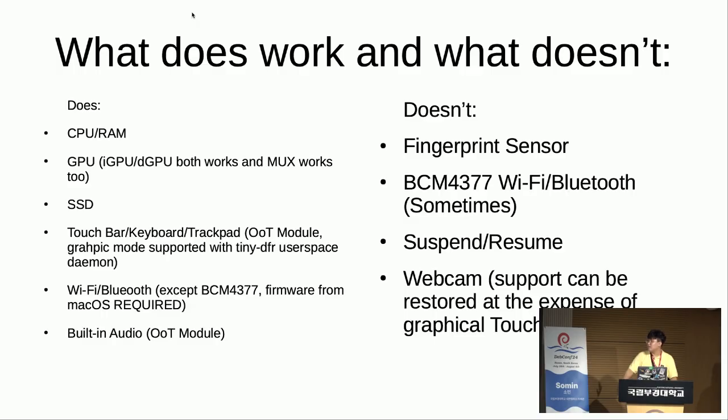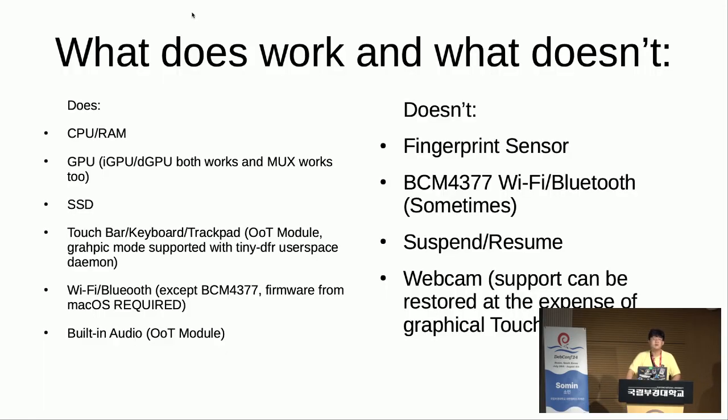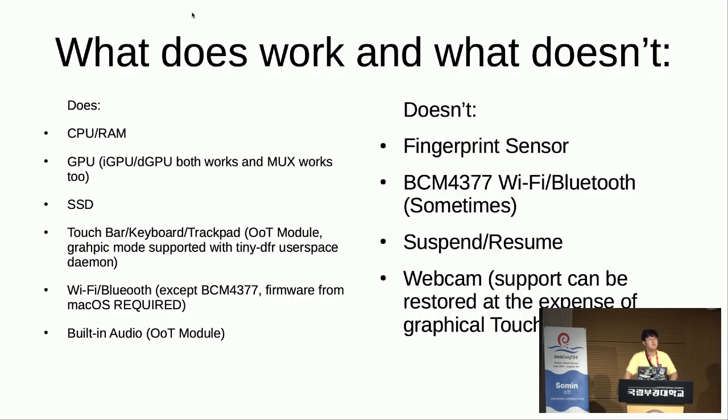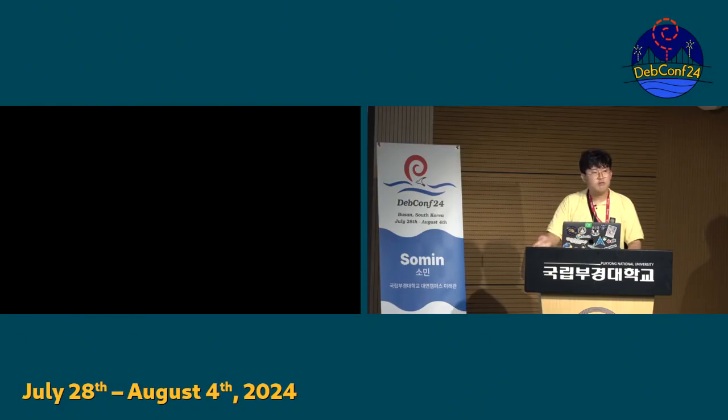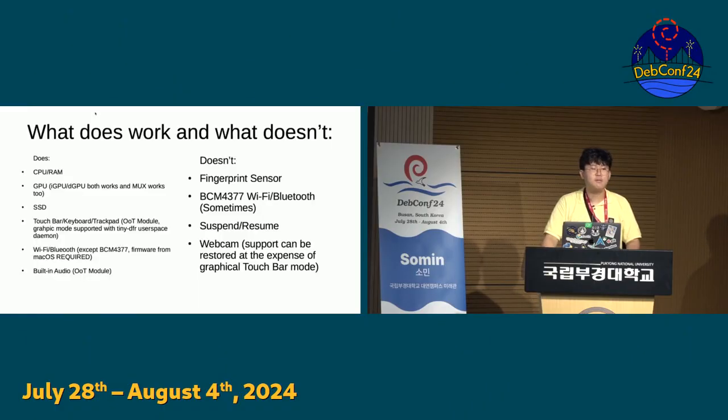What does work and what doesn't. CPU RAM, of course it does. It's normal Intel CPU and just DDR4 RAM and graphics chip. The Intel integrated GPU is normal, but actually discrete GPU in 15-inch and 16-inch MacBook Pros and iMacs and Mac Pros are tailored specifically for Intel Mac, so they might require special firmware, but AMD GPU now has all of them.